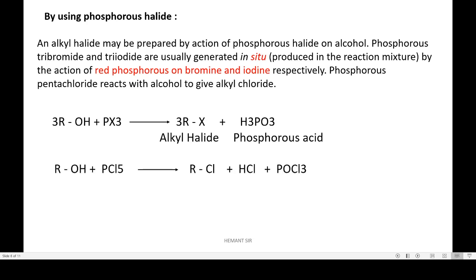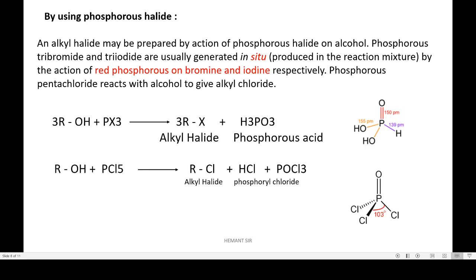Okay, the same will happen with phosphorus pentachloride. Alcohol reacts with phosphorus pentachloride, it gives RCl plus HCl plus POCl3, that is phosphoryl chloride. We have the Lewis structure of phosphorus acid. This is the Lewis structure of phosphorus acid. And this is the Lewis structure of phosphoryl chloride.